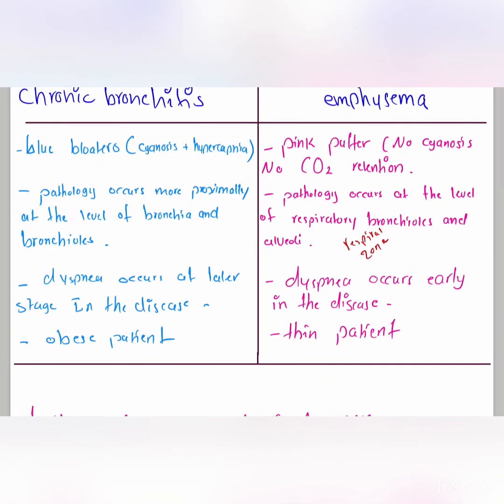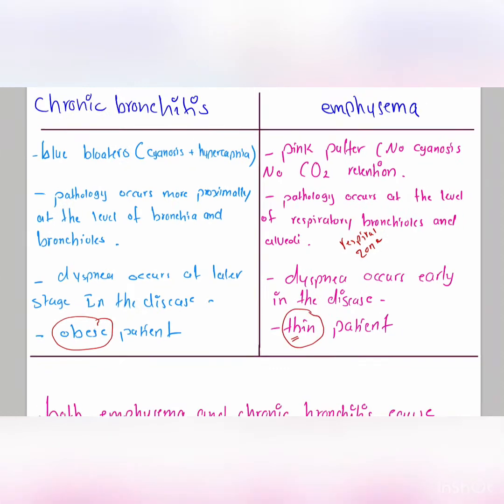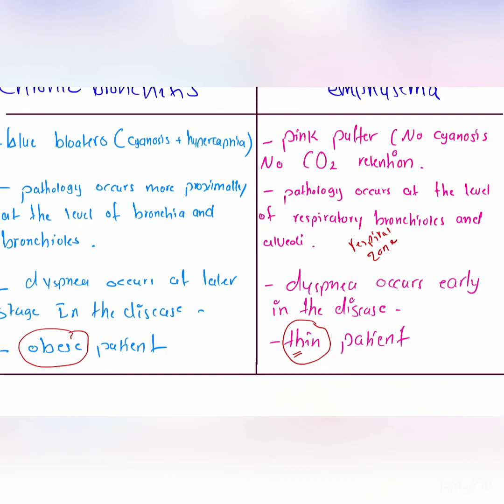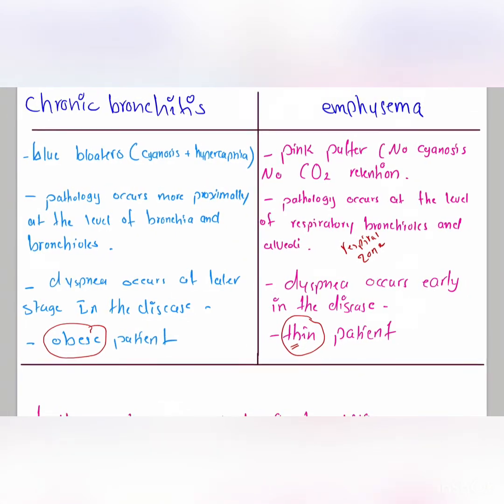Dyspnea or shortness of breath occurs at later stages of the disease in chronic bronchitis, while dyspnea occurs early in emphysema. Patients with chronic bronchitis are usually obese, while patients with emphysema are usually thin. This is regarding the difference between chronic bronchitis and emphysema.